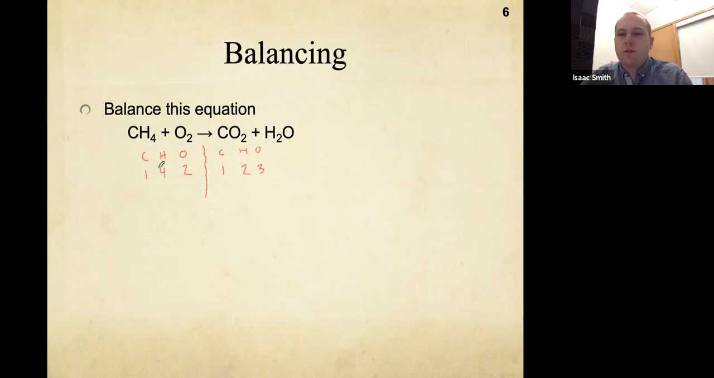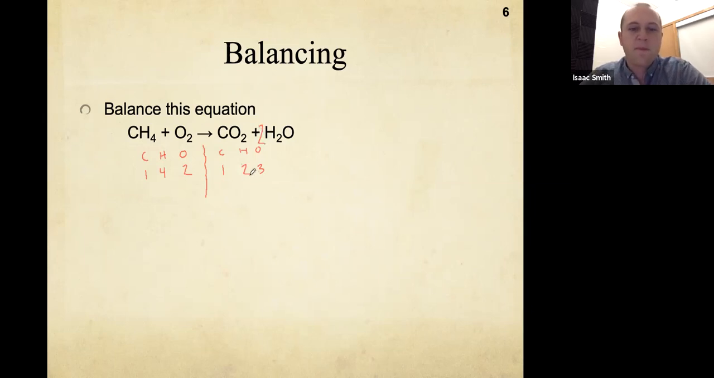So as a general rule, I wait to add coefficients to single elements, right? So like if it's just O2, just oxygen, I'll wait for a while to do that one. Because if I add a coefficient to like water or CO2, it's going to affect 2 different elements. If I add it to just the oxygen, it only affects 1 element. So it's easier to leave those ones till the end. Okay, so I have 1 carbon on each side, so I'm good. 4 hydrogens on the left and 2 hydrogens on the right. So I need to add a 2 in front of this water.